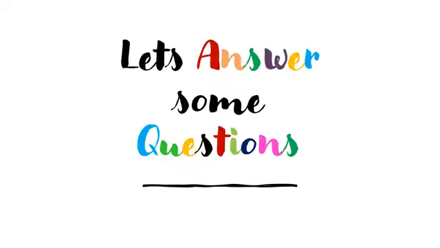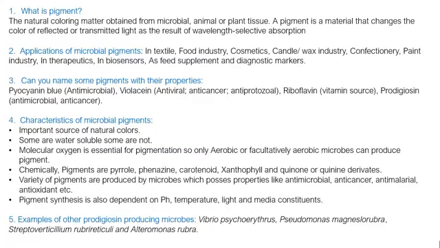So now let's answer some questions. With respect to the practical and the viva exam, these are some questions that I think can be asked. The first is, what is pigment? The natural coloring matter obtained from microbial, animal or plant tissue is known as pigment. A pigment is a material that changes the color of reflected or transmitted light as the result of wavelength selective absorption. So this is the answer for what is pigment.